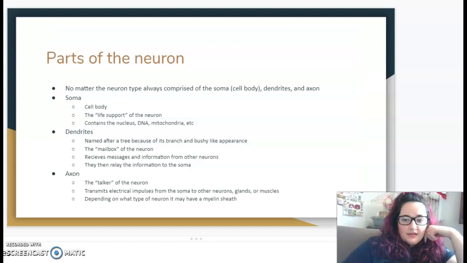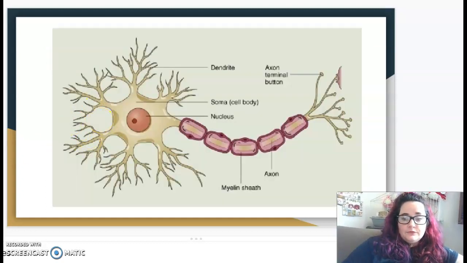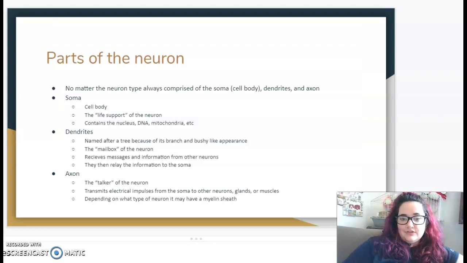So the soma is the cell body, as I mentioned earlier, and it is the life support of the neuron. Basically, if anything happens to it, it dies off, the neuron dies. And it contains the nucleus, DNA, mitochondria, and other things like that. The dendrites, which are these branchy-like structures, are actually named after a tree because of the branch and bushy-like appearance. They are the mailbox of the neuron, which means they receive messages and information from other neurons. They then relay the information to the soma, or the cell body.